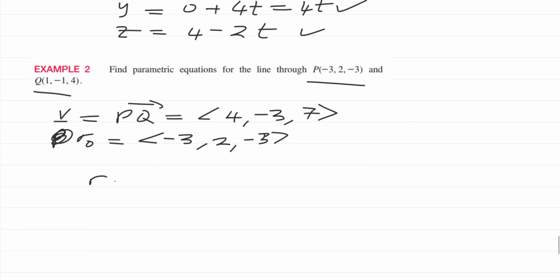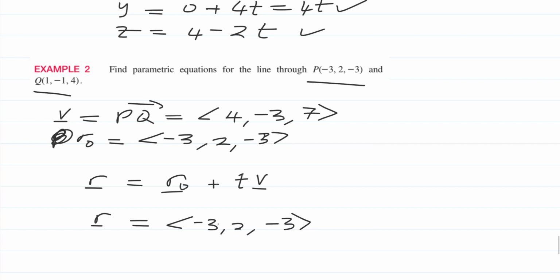So our vector equation r is equal to r naught, remember r naught, plus t v. So our r in terms of vector will be minus 3, 2, minus 3. If you want I can use it in terms of unit vectors, there's no problem, or I can use it in this particular form, plus t times our v. Our v, we formed it there, is 4, minus 3, 7.